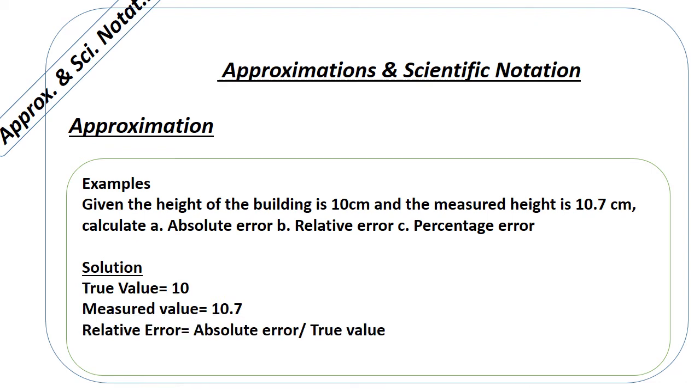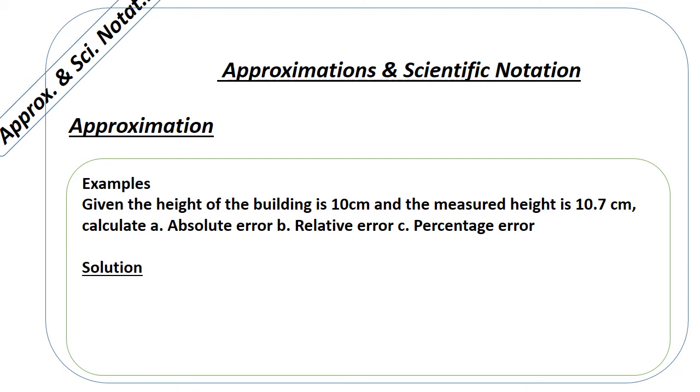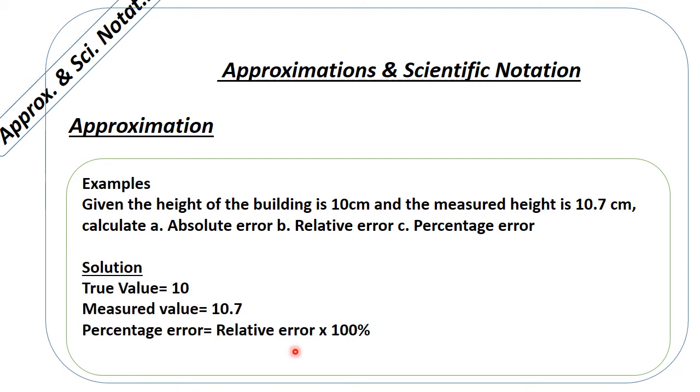Then when it comes to the relative error, we just divide the absolute error by the true value. So the absolute error is 0.7 divided by the true value, which is 10. So it will give you 0.07. Then the percentage error, we just multiply the relative error by 100%. So 0.07 times 100% will give you 7%.